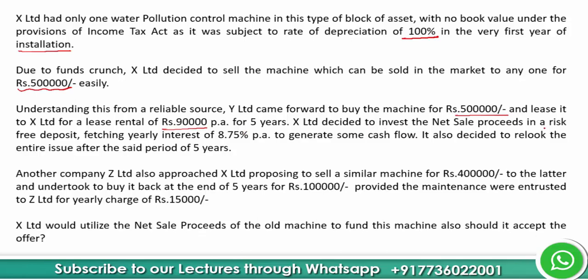X Limited decided to invest the net sale proceeds in a risk-free deposit fetching yearly interest of 8.75% to generate some cash flow. It also decided to relook the entire issue after the said period of 5 years. Another company, Z Limited, approached X Limited proposing to sell a similar machine for 400,000, that is 4 lakh, to the latter, and undertook to buy it back at the end of 5 years for 100,000, that is 1 lakh, provided the maintenance were entrusted to Z Limited for a yearly charge of 15,000.